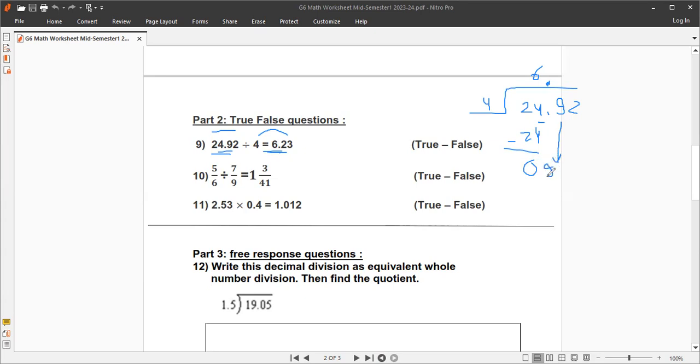Now 9 divide 4 equals 2. But 2 multiply 4 equals 8. Now I subtract, I get 1. I bring the last number down. So 12. 12 divide 4 equals 3. So the answer is exactly 6.23. So true.